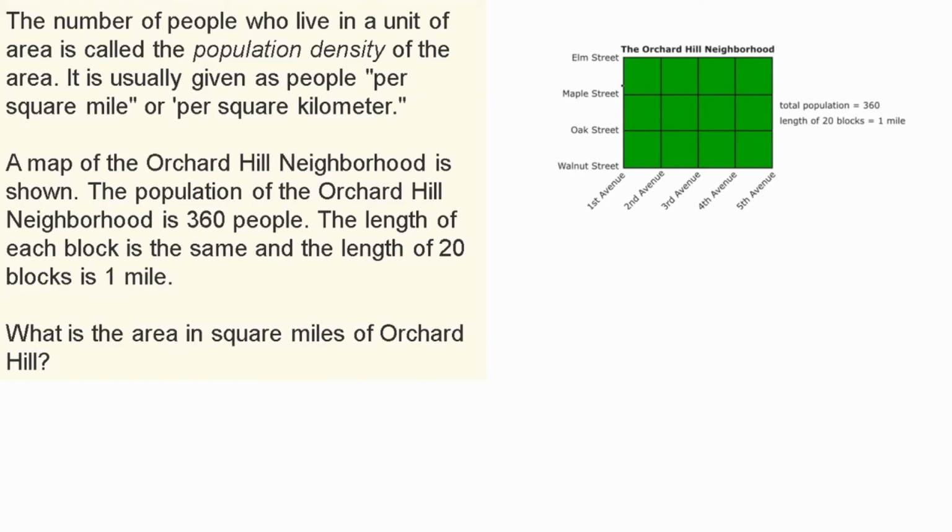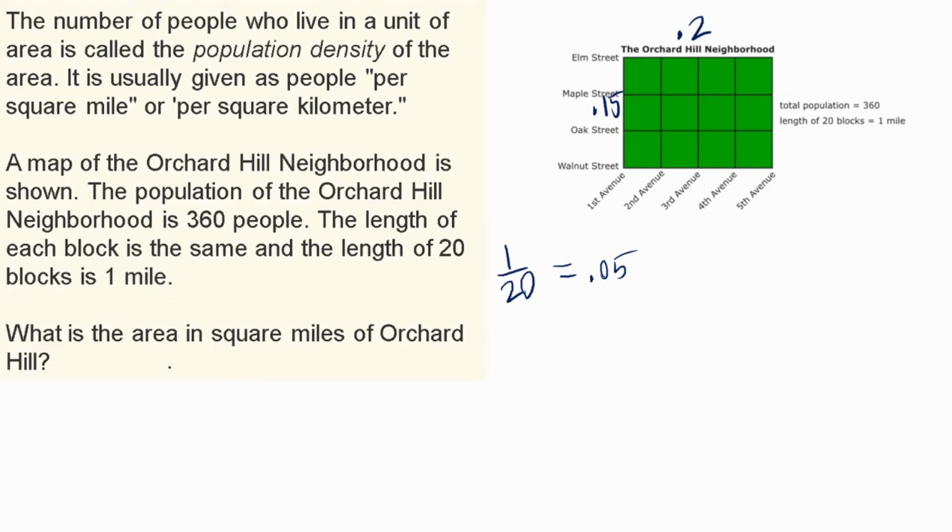Well, if 20 blocks is 1 mile, we need to find out what 1 block is. So 1 block is going to be 1 over 20, which is, as a decimal, 0.05. So 1 block is 0.05. So here we have 3 blocks up. So we go 1, 2, 3, which is going to be 0.15. Here we have 4 blocks to the right, which is going to be 0.2.